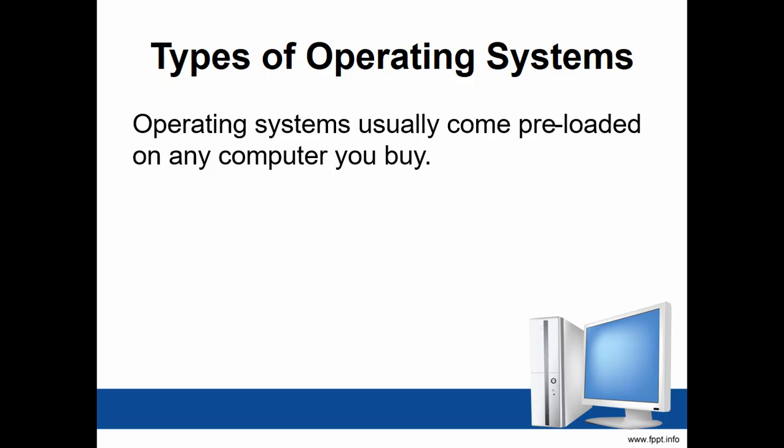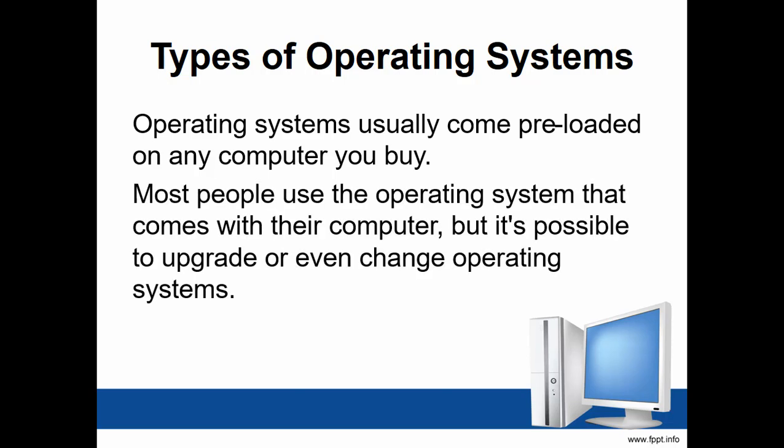We mean by this, when you buy a computer, you will have an operating system that is already installed on your computer. As we said, without the operating system, you can't use the computer. Most people use the operating system that comes with their computer, but it's possible to upgrade or even change operating systems. We mean by that the operating system found on our computer can be updated, or we can simply change the operating system that was on our computer when we bought it.